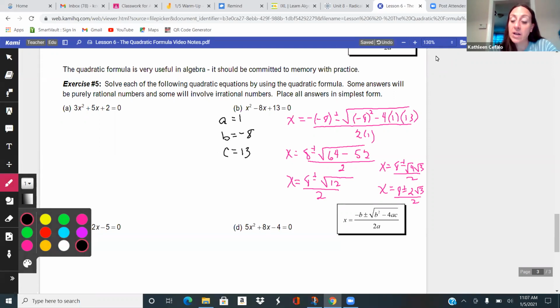And now again, we want to check. 2 can go into each of those numbers, 8 and 2. So 2 goes into 2 once, 2 goes into 8 4 times, 2 goes into 2 once. So our final answer that we're going to have on this one is 4 plus and minus radical 3.